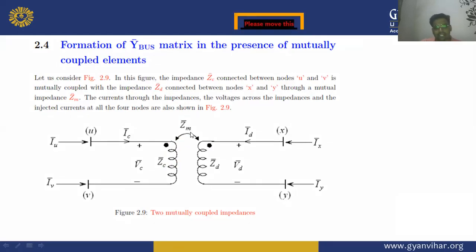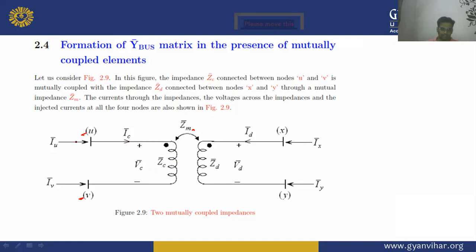In this figure, the impedance ZC is connected between node U and node V. Similarly, ZD is connected between node X and node Y. These two impedances are mutually coupled through an impedance Zm. The currents through the impedances, the voltages across them, and the injected currents at all four nodes are also shown in figure 2.9.